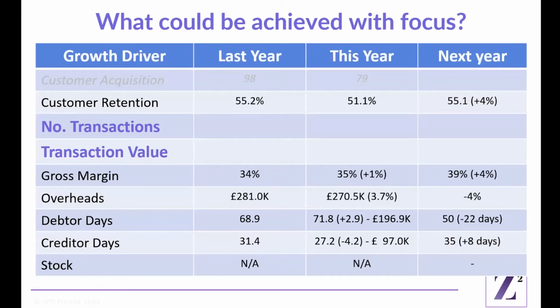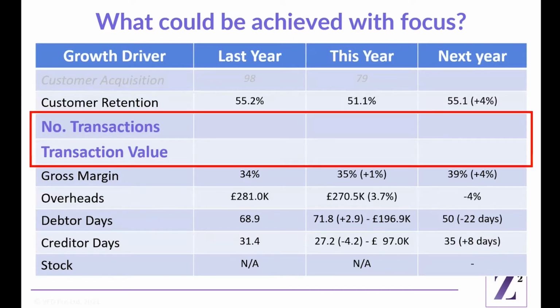So putting all that information into a table, we've already looked at cash flow, so your stock, creditors, debtors. We've also looked at overheads, gross margin, and customer retention. So now let's look at transactions and their value.